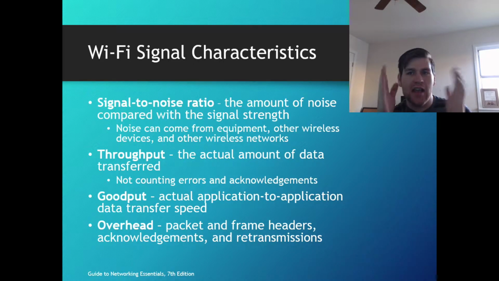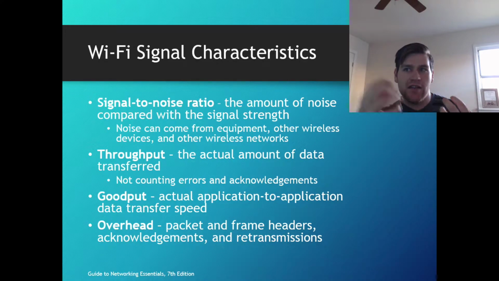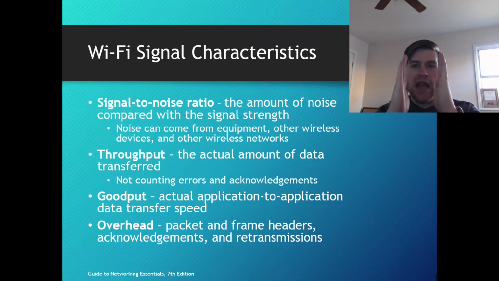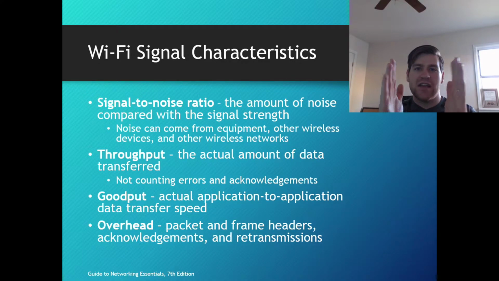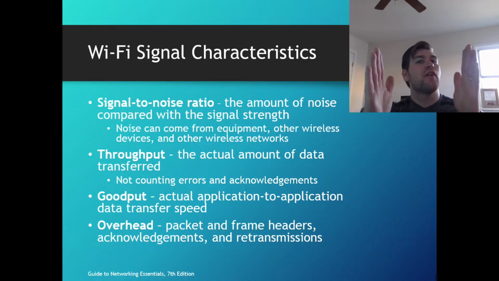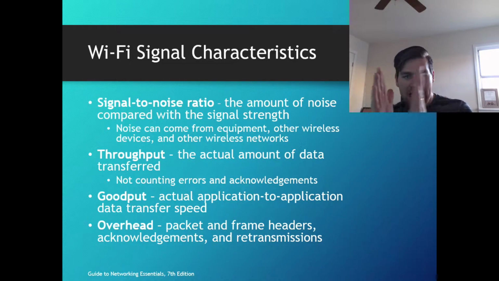Throughput is the actual amount of data transferred, not counting errors and acknowledgments and everything else. When I mentioned how throughput is cut in half by request to send and clear to send packets, that's because those take up a lot of the overhead of sending data. Overhead is packet headers, so when we talk about packet and frame headers, that would be overhead. The actual data being transmitted is known as your goodput. We know that an Ethernet frame, when completed, is 1518 bytes at maximum, and 1500 of those are your packet.